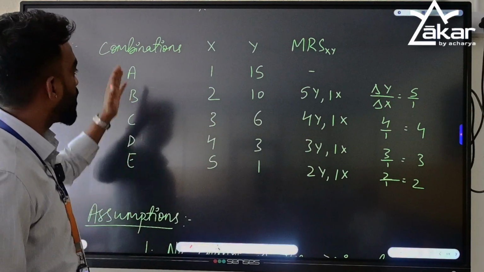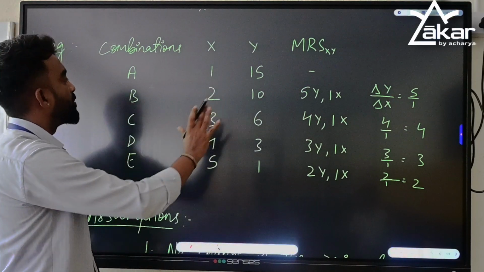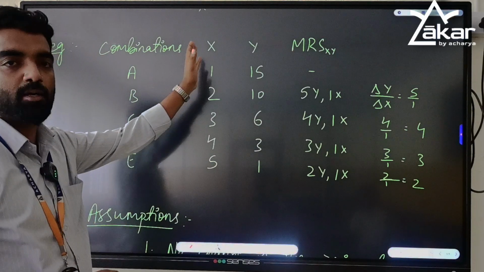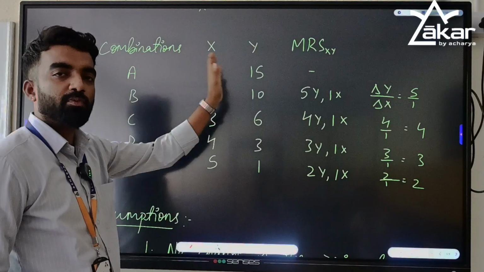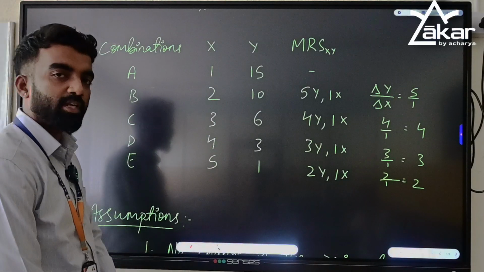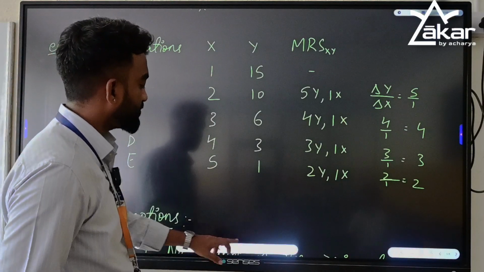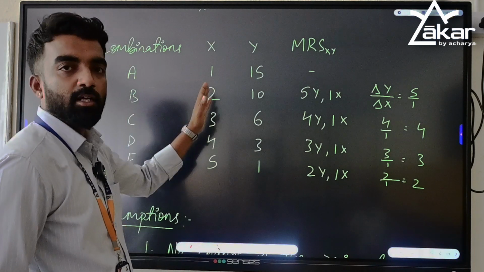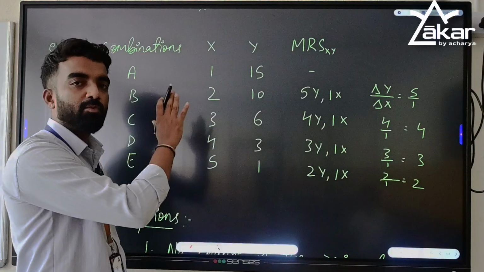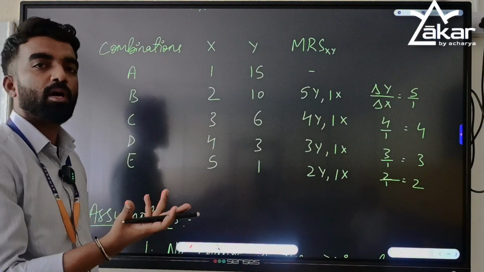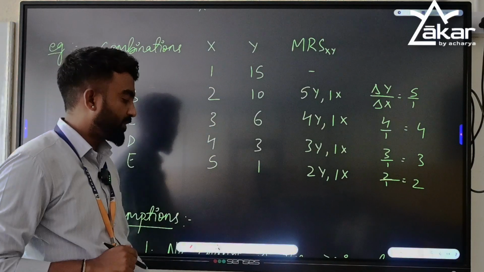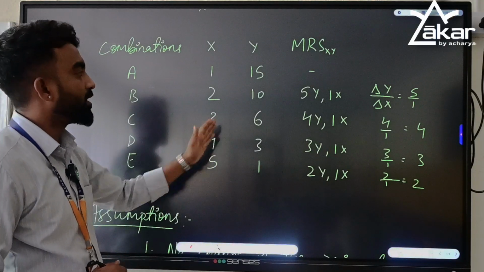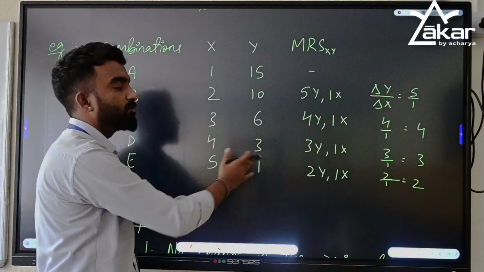So let's say these are the combinations of two goods. We have different combinations A, B, C, D, E. Same example, same numbers I have taken, but I have represented goods with X and Y for easy understanding. Let's say these are the 5 combinations. Combination A says that a consumer is able to afford 1x to 15y, and as they keep on increasing this consumption of x, he has to reduce the consumption of y.